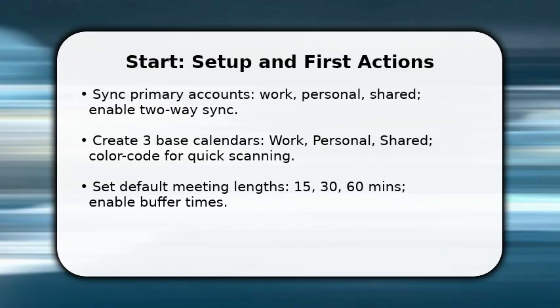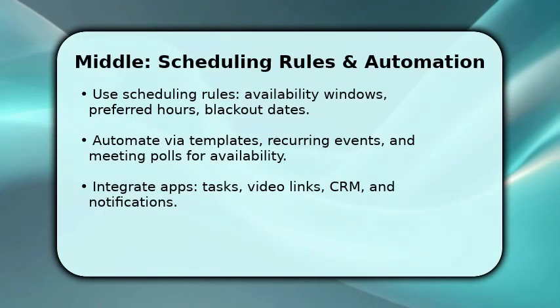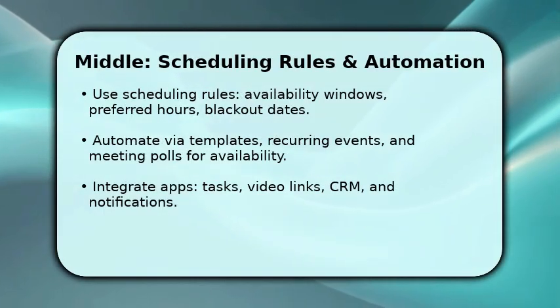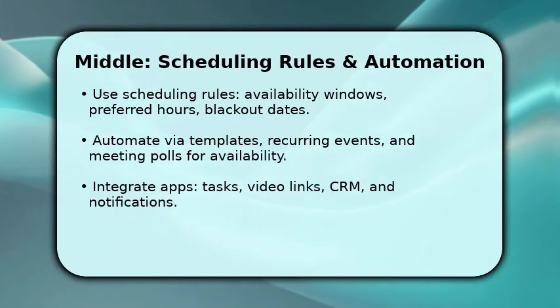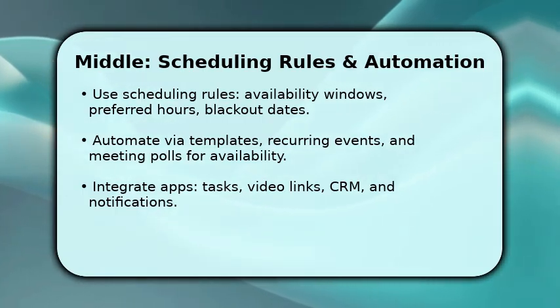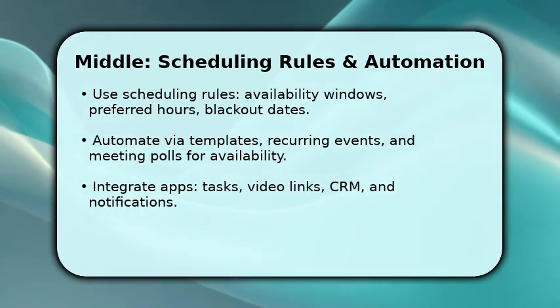Do these first steps now so every event you add is routed correctly, visible to the right people, and automatically follows your timing rules. Now focus on rules and automation to reduce manual work. First, define availability windows and blackout dates so others only book viable times. Once those are set, create templates for common events and use recurring events for standing items.